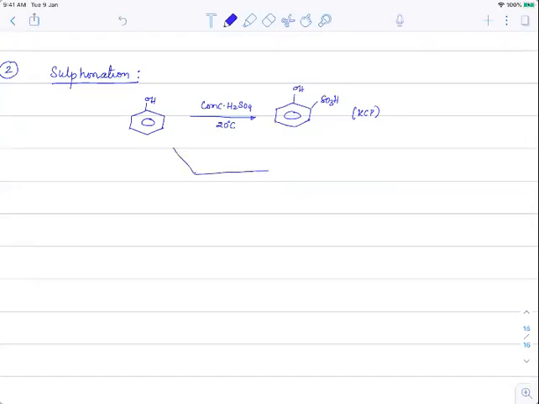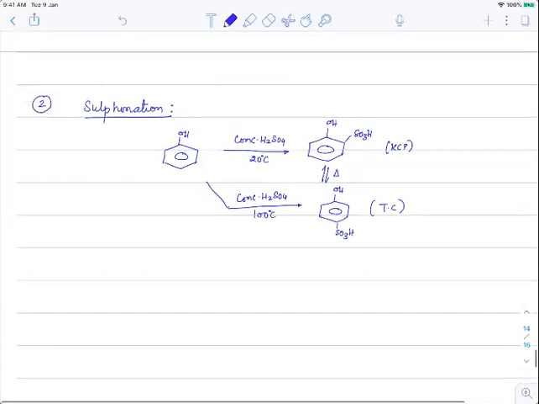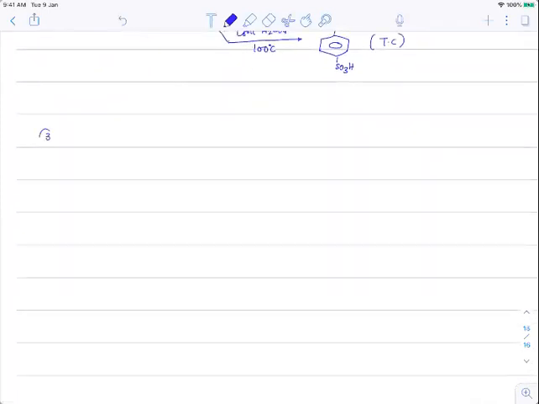But if you go for high temperature, concentrated H2SO4, and it is around 100 degrees centigrade, then you will get this as SO3H, and this will be the thermodynamically controlled product. If we get the kinetic product here and heat it, we'll get the thermodynamically driven product again as well. That's with sulphonation. Next, nitration.